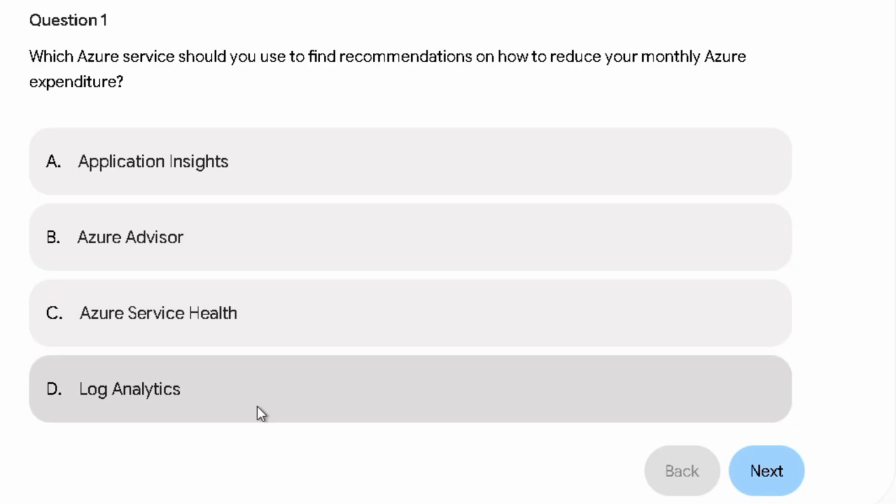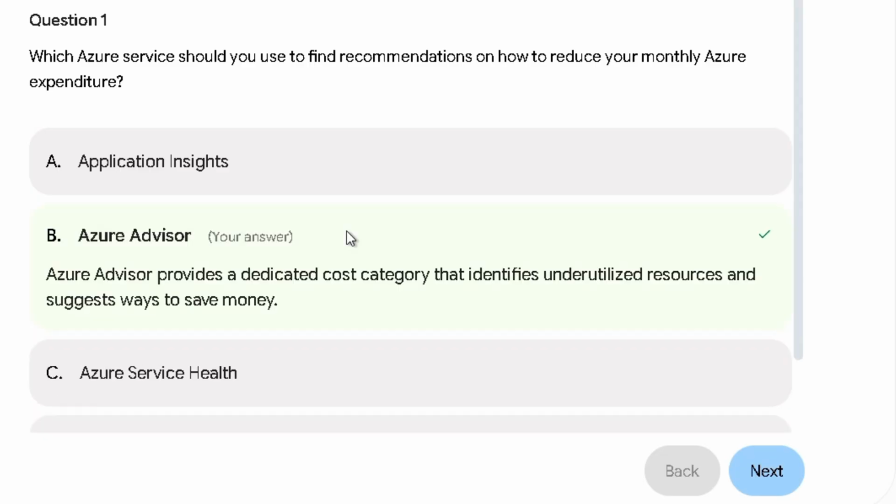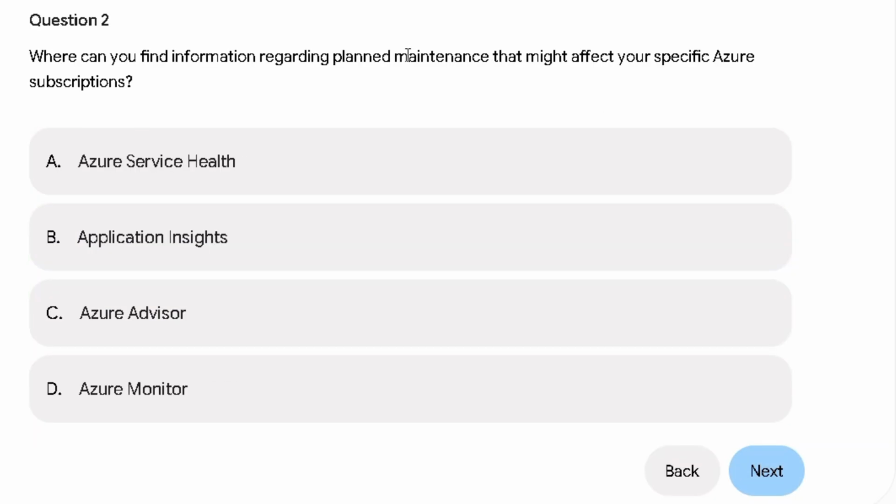And the Log Analytics, this is where I'm going to see people who have logged into my cloud services. Correct answer right here, guys: Azure Advisor. The reason is because Azure Advisor provides a dedicated cost category that identifies underutilized resources and suggests ways to save money.